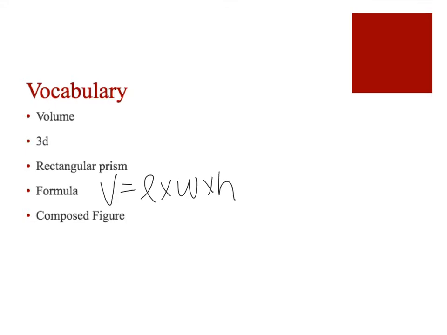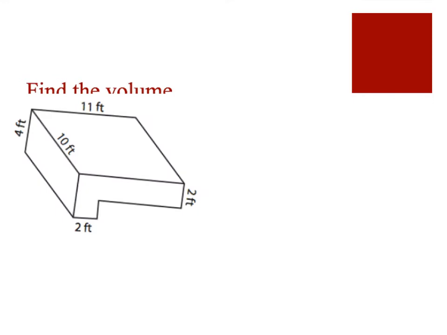And then a composed figure is a figure with more than one shape put together to make a new shape. So we are going to practice finding the volume of a composed shape again today. Right now we have this shape in front of us, and we need to split this shape in order to get 2 different shapes that we can find the volume of, and then add those 2 shape values together.